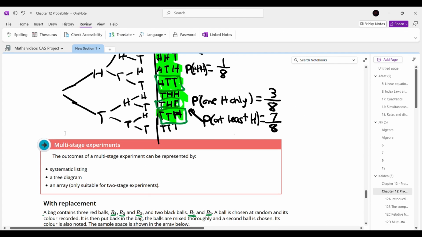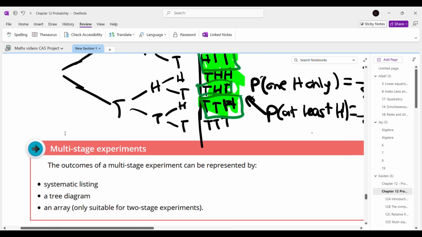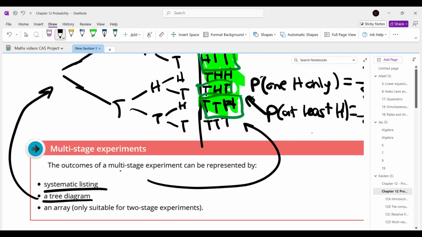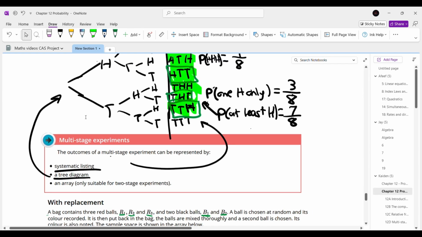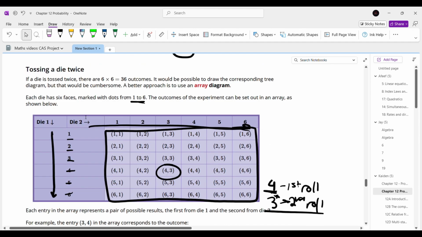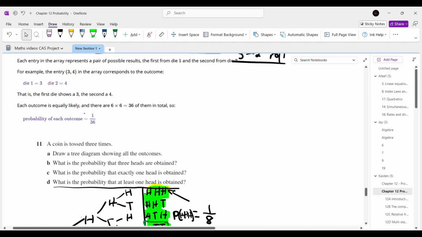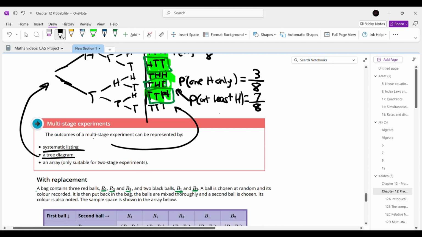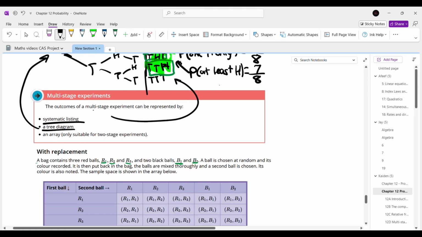For multi-stage experiments, there are 3 main ways that we can represent them: through systematic listing of all the different possible combinations, as you can see here, through a tree diagram, which you can see here, and an array, which is only suitable for two-stage experiments where we have one variable and then another variable. So it's not suitable for three-stage experiments, for example, three dice tosses. That would not be suitable for these sorts of events.